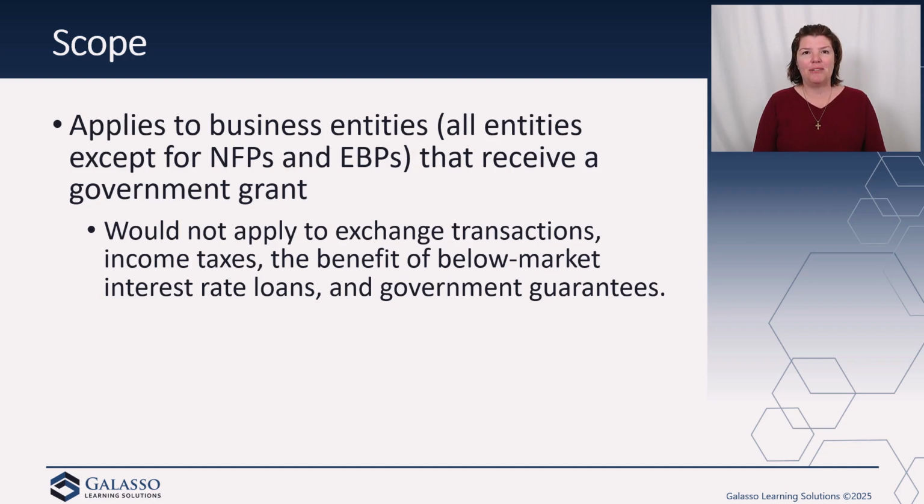Those are already in the scope of topic 606, and they are going to follow that, or potentially topic 610 if it's not related to revenue from contract with customer, and instead is a gain or loss on recognition or derecognition of non-financial assets. It also is not going to cover income taxes. So those are going to be subject to topic 740. So if the transaction's an income tax benefit, then you're going to stay under topic 740. And they're also not going to include government guarantees or below market interest rate loans. So there is a little bit of scoping that we have to pay attention to.